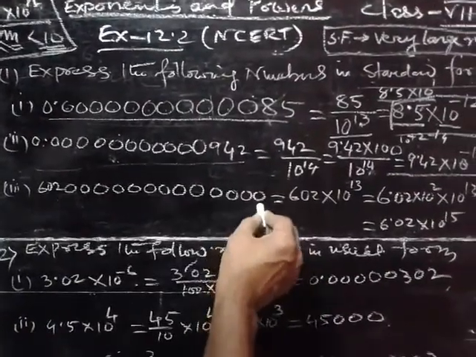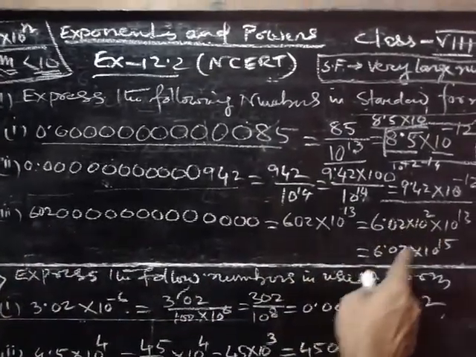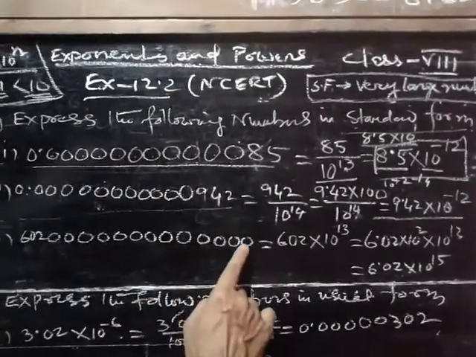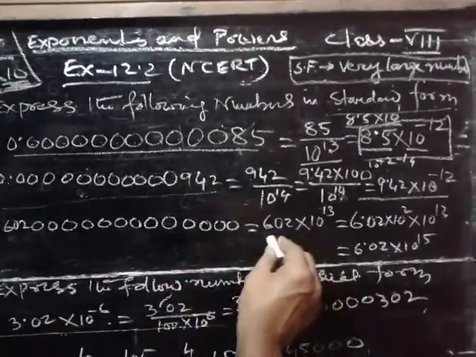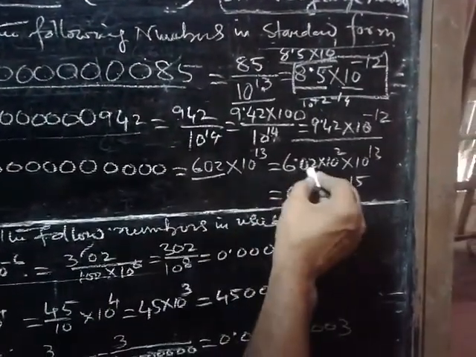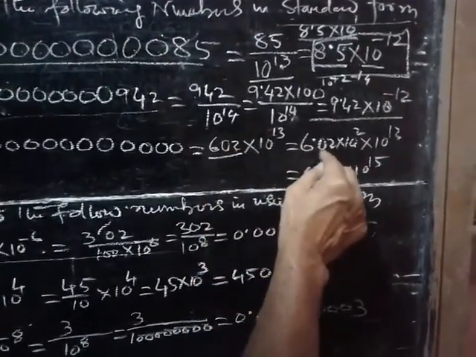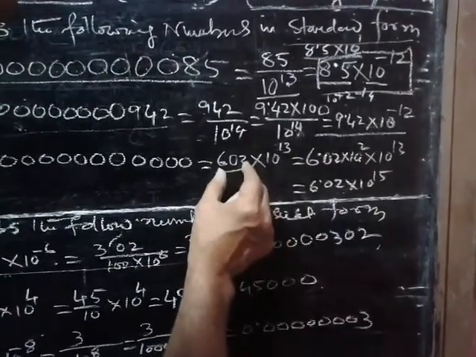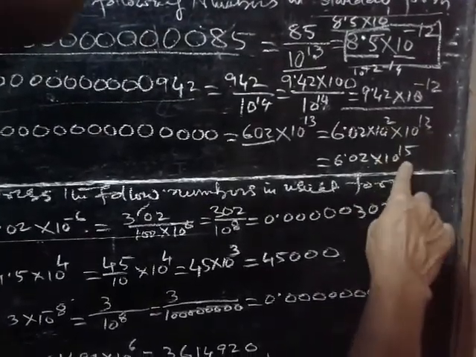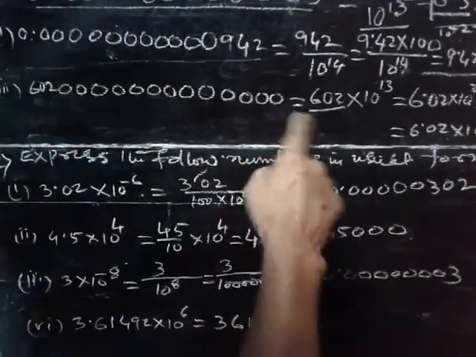In this way, here is another number: 602, and then zeros, 1, 2, 3, 4, 5, 6, 7, 8, 9, 10, 11, 12, 13. Yes, 13 zeros are there. That is 602 into 10 to the power 13, and it is just 6.02 into 10 squared, that is 100. So it will be 602, and this 2 plus 13 is coming 15. So 6.02 into 10 to the power 15 is actually the standard form of this number.